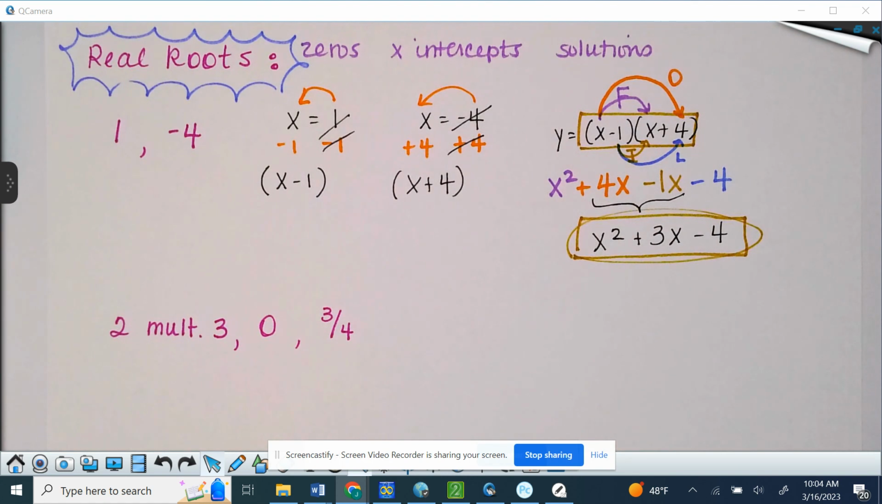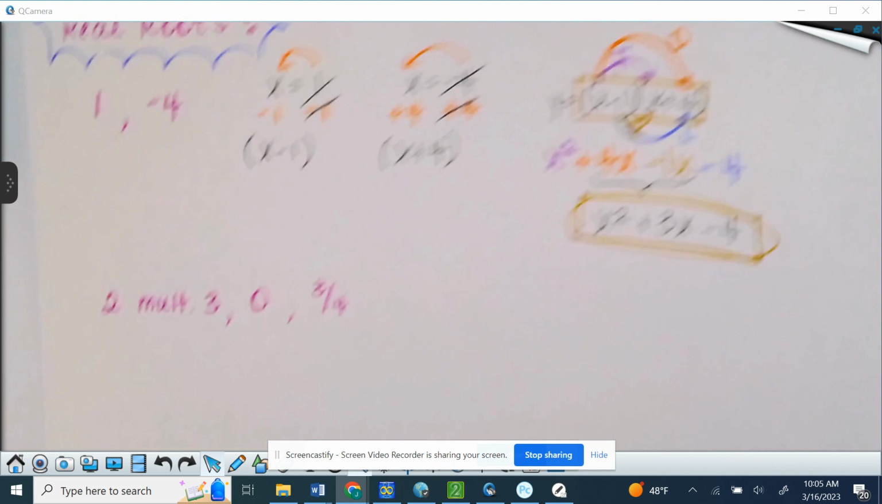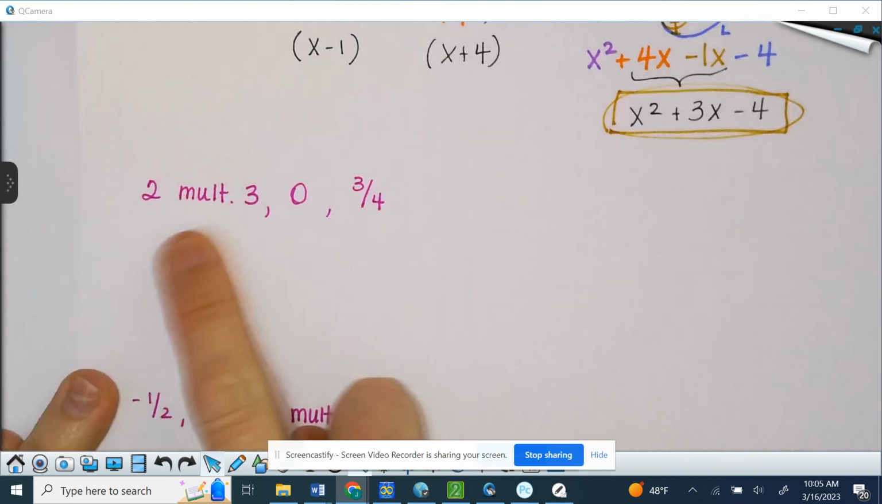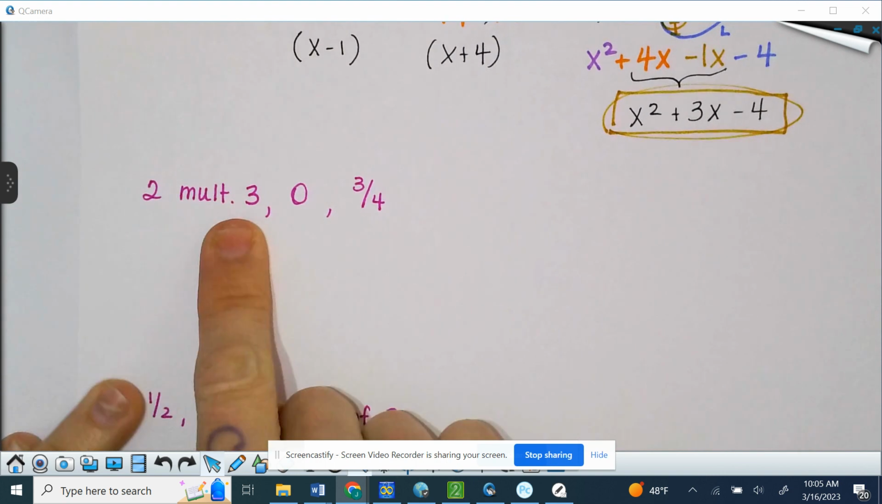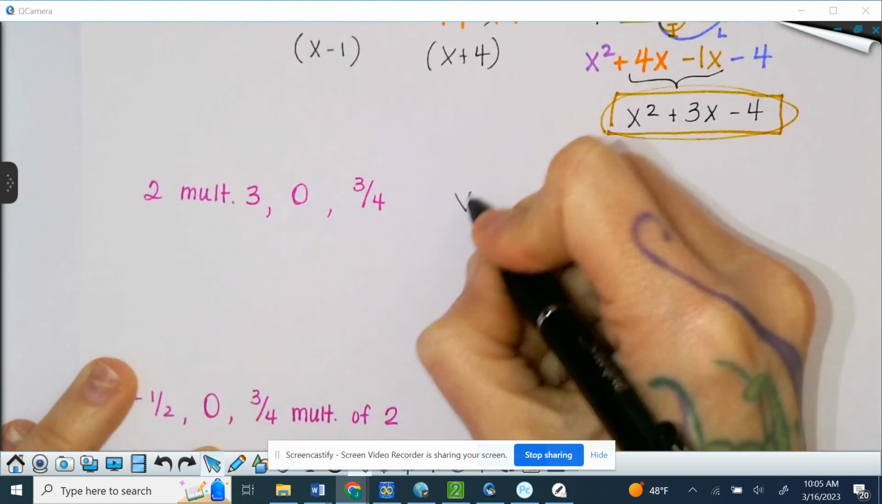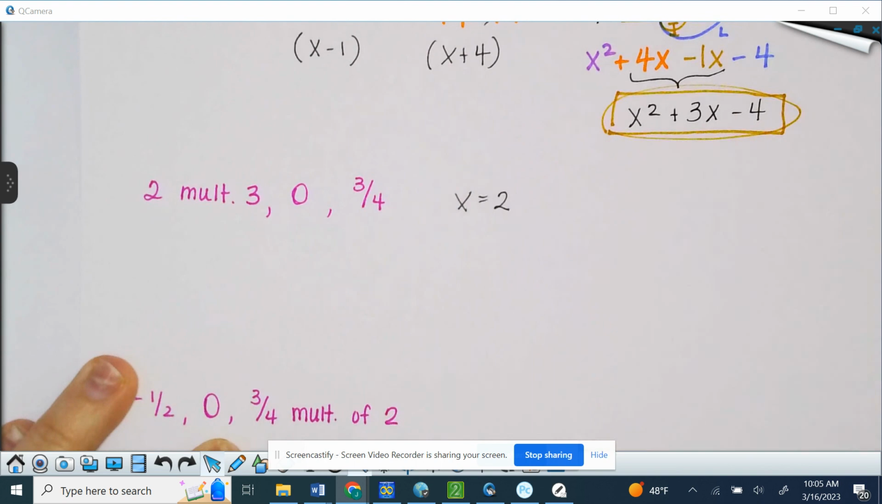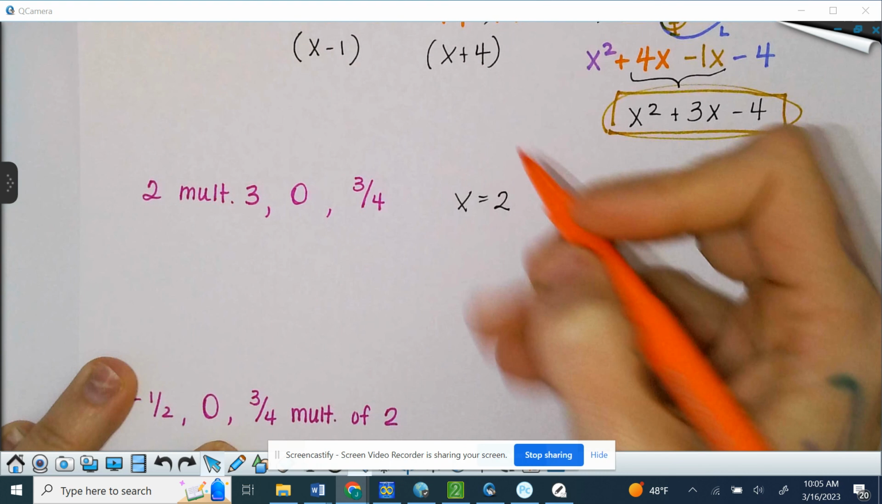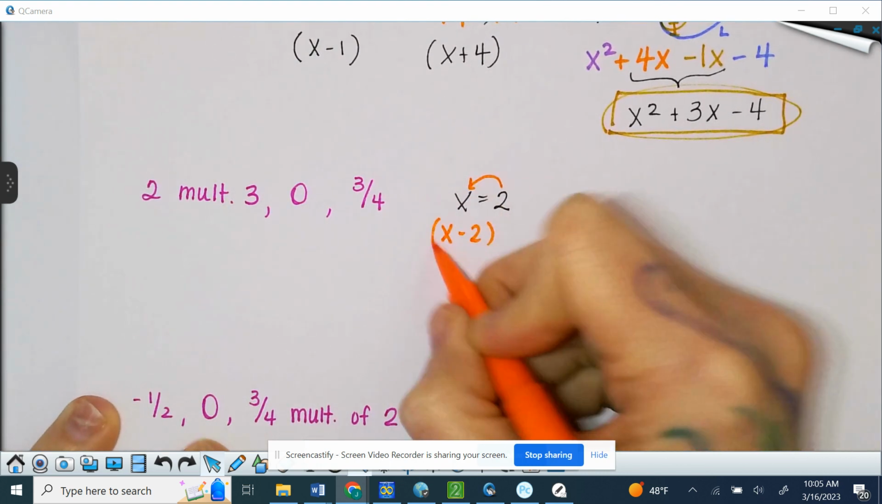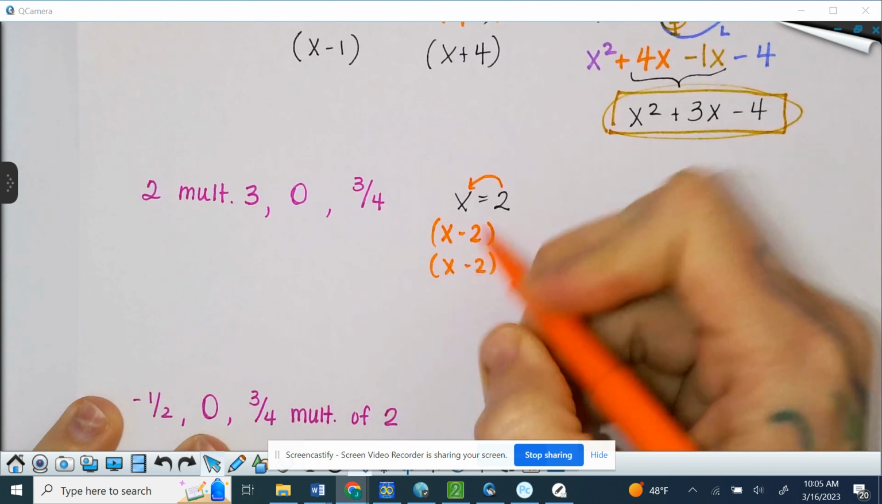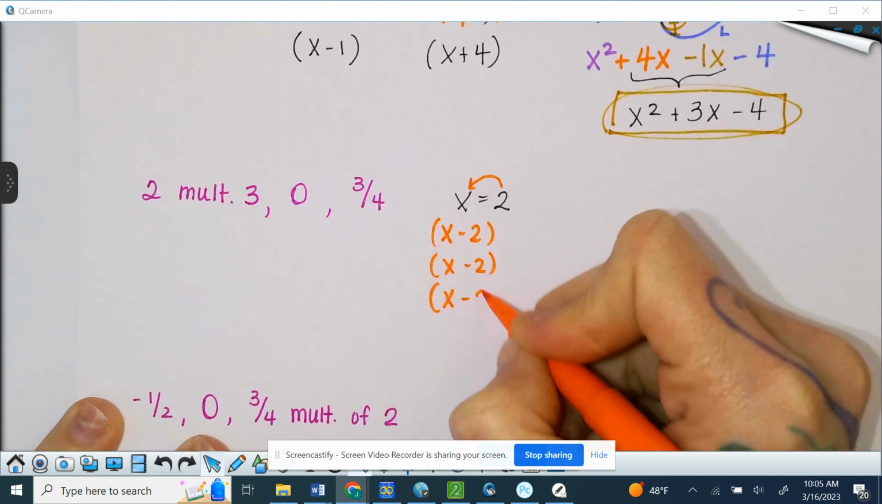Now, I kind of jumped off a cliff, because you have all of today's work as well to do this. But again, 2, multiplicity of 3. That means I have x equals 2 three times. So 3 times means I'm going to write this factor and do a lot of multiplication this time. So this is going to become x minus 2, and that's 1 of them. X minus 2, that's 2 of them. X minus 2, that's 3 of them.